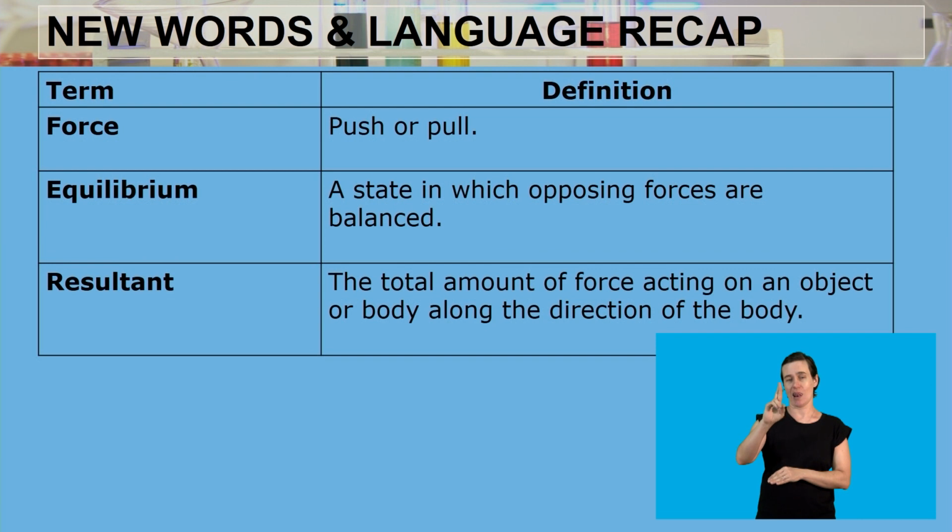Again, in the lesson we used words such as force, equilibrium, and resultant. We said force is either a push or a pull. Equilibrium is a state in which opposing forces are balanced. And the resultant is the total amount of force acting on an object or body, along the direction of the body. So what I want you to take away from this lesson is the following things.